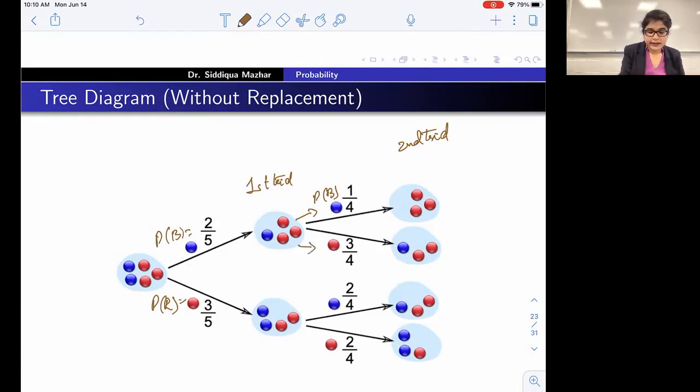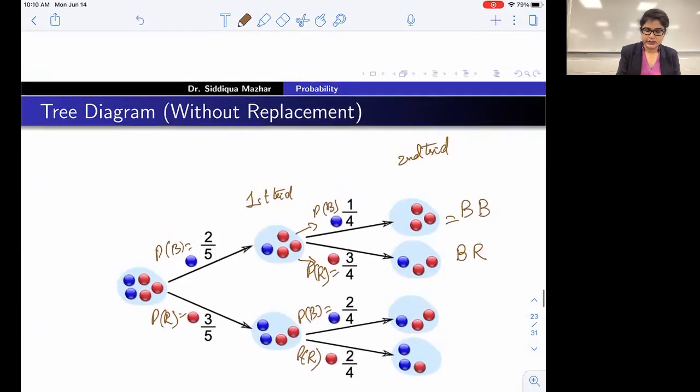So if she picks red, what is the probability? Probability of red we are looking for. So this is 3 by 4. It means from the first branch, we are having 2 options: blue, blue, and blue, red. And then you have to look at the second branch from the first trial. The second branch was coming from red. After picking the red, you have 2 options: probability of finding the blue and probability of finding the red ball. If you look for the probability of finding a blue ball, there are 2 balls out of 4, so this is what you are writing.